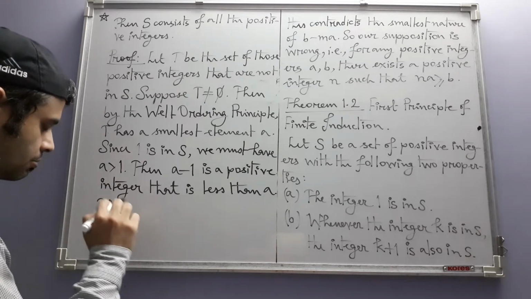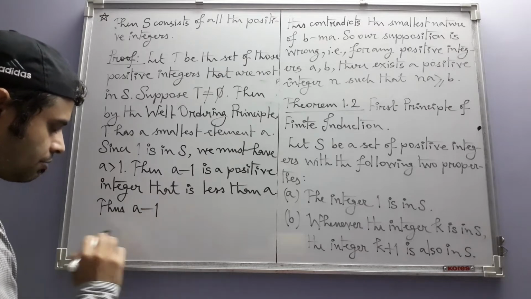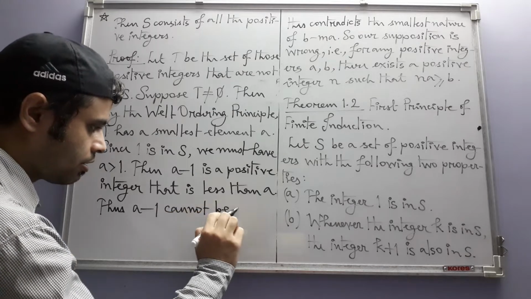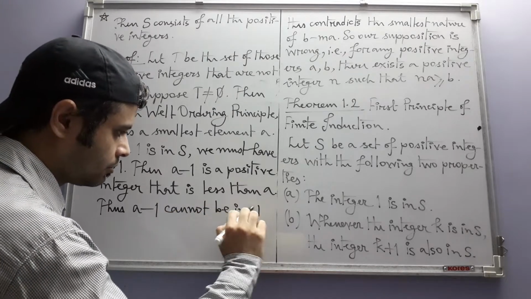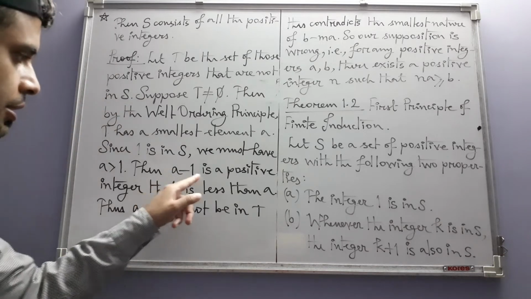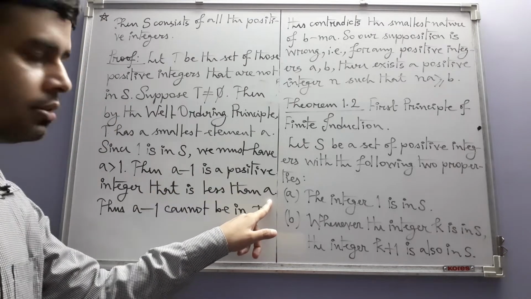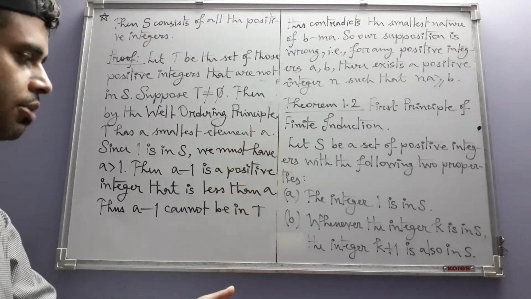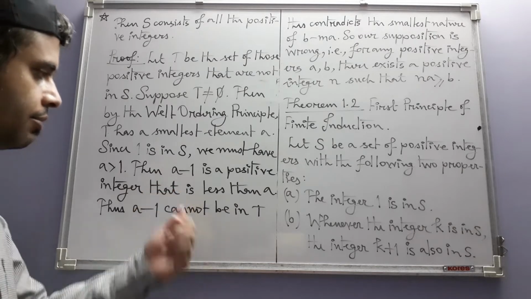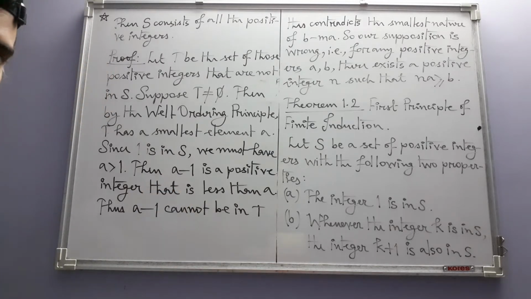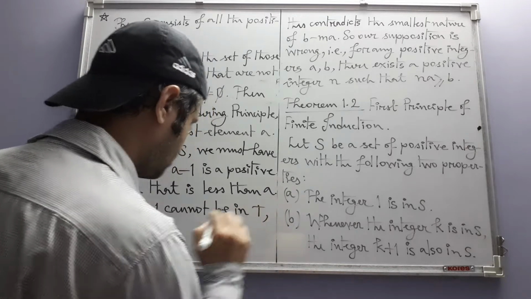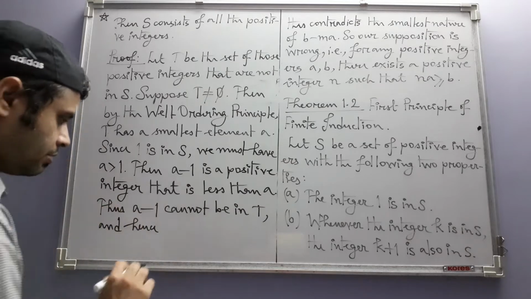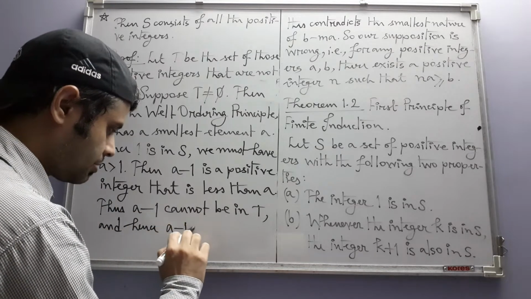Thus, A minus 1 cannot be in T. Why? Because it is smaller than the smallest element of T. A is the smallest element of T. So A minus 1 cannot belong to T because then it will be smaller than every element of T. And as a consequence, hence A minus 1 is in S.